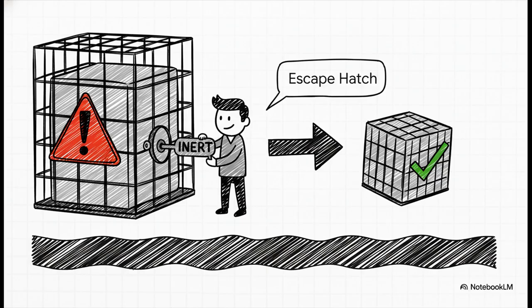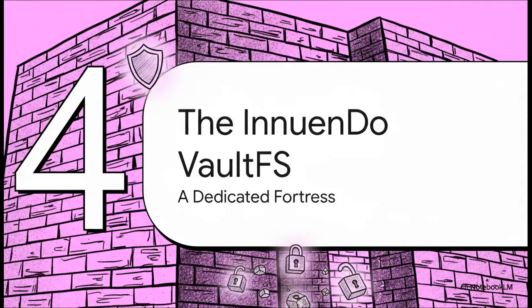It's basically you telling the compiler, hey, I've checked this myself, it's safe, let it through. So let's move on to the next layer, because this is where it all starts building into a really robust solution. If you're not supposed to hard-code your secrets, where do they go? Well, in this ecosystem, they go into the InnuenDo VaultFS.